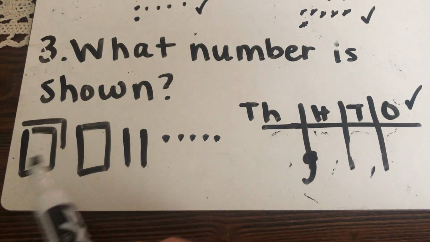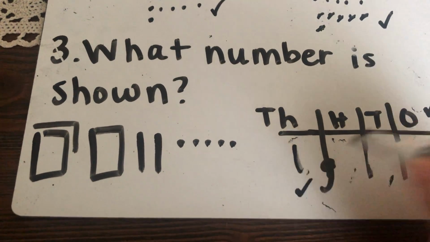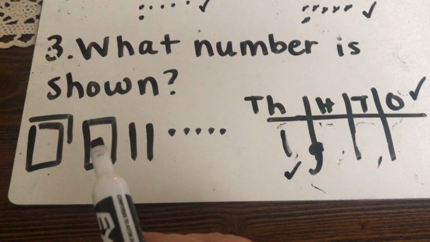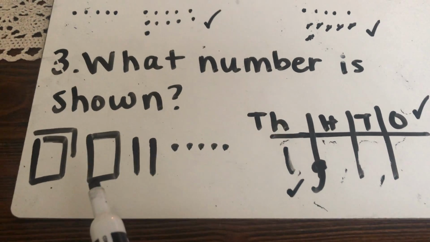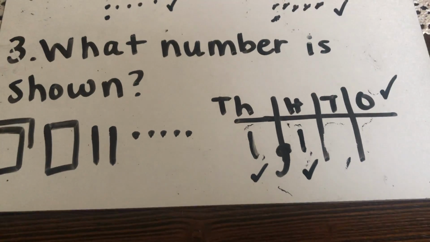So let's start in our thousands place. How many thousands blocks do we see? We just see 1. So if you got a 1 in the thousands place, give yourself a check. Now let's move on to the hundreds. How many hundreds blocks do we see? We see 1. So if you got a 1 in the hundreds place, give yourself a check.